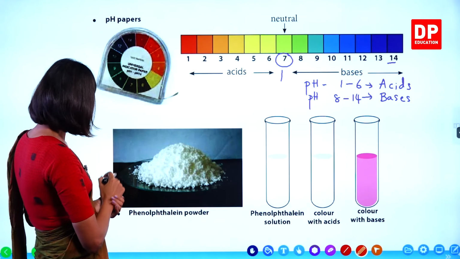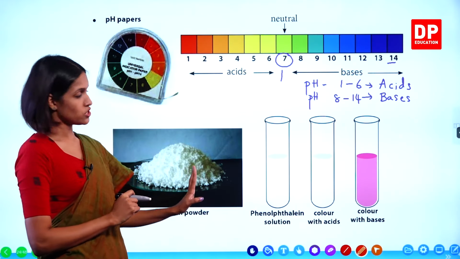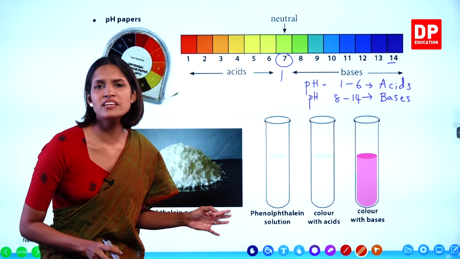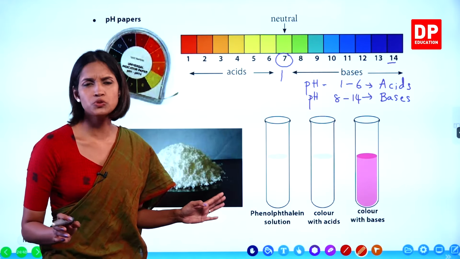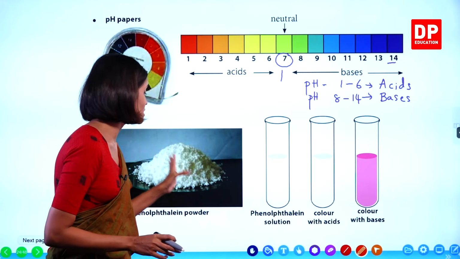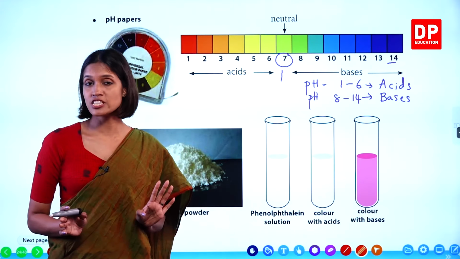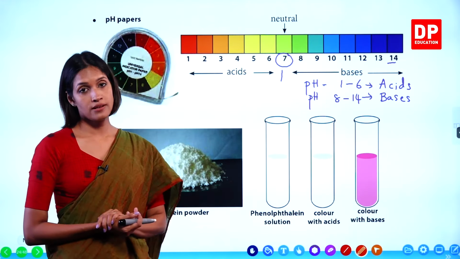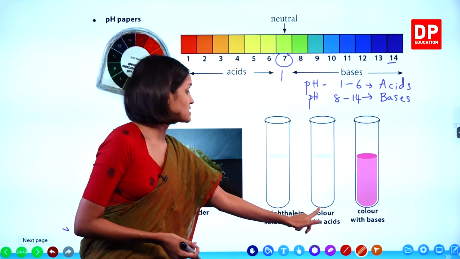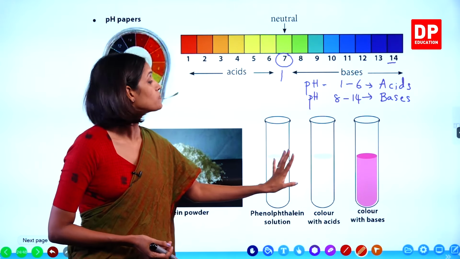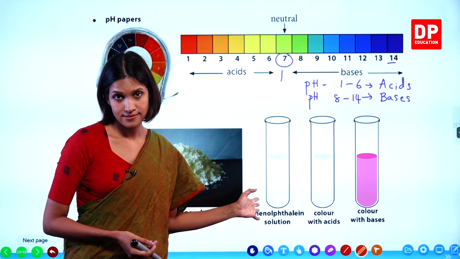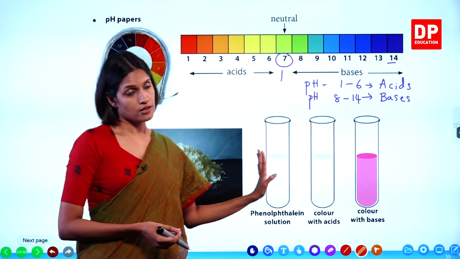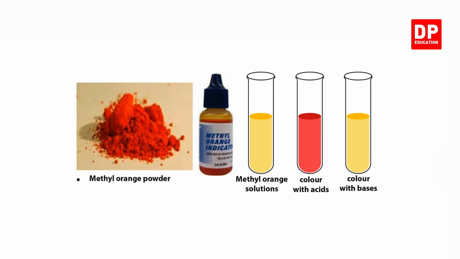Okay, children. Now the next one. Phenolphthalein solution. Now here this is the phenolphthalein powder. So you remember how to prepare this phenolphthalein solution. How do we do that? We can dissolve this phenolphthalein powder in ethanol or surgical spirit. And the solution is colorless phenolphthalein solution, right? So with acids or with acidic substances, phenolphthalein does not change the color, okay? But with bases, it gives a bright pink color. Understand?